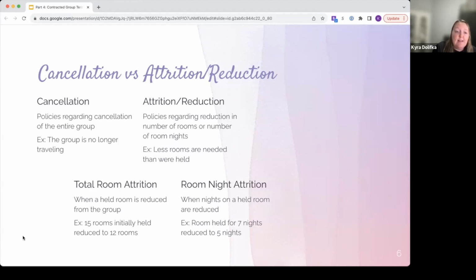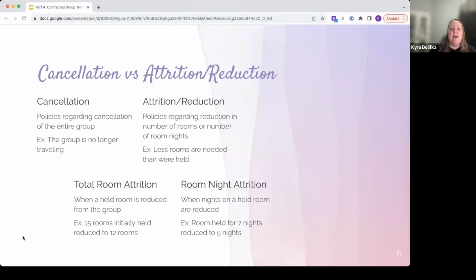Hopefully your group plans to travel, but you are definitely going to be affected by the attrition and the reduction policies. And they are interchangeable. You can hear attrition, you might hear reduce or reduction, but these policies are regarding the reduction of the number of rooms or the number of room nights. So this is when fewer rooms are needed than were held. That's just the basic example of it.